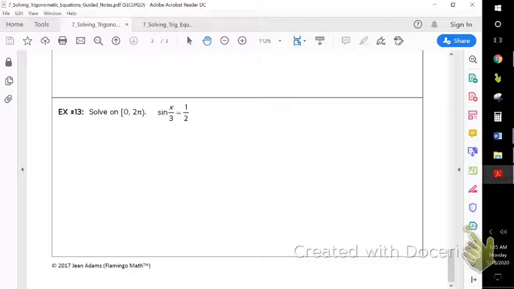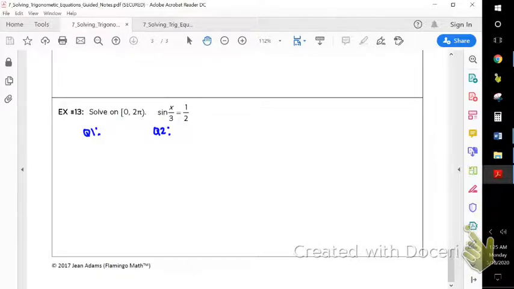Okay, 5.7 example 13 says to solve from 0 to 2 pi, so we're back in radians. Sine of x over 3 is equal to 1/2. Again, this is considered a multiple angle, so multiple answers just means we're going to use that table. Remember the sine is positive in quadrants 1 and 2, so we're going to have a quadrant 1 answer, and we're going to have a quadrant 2 answer.